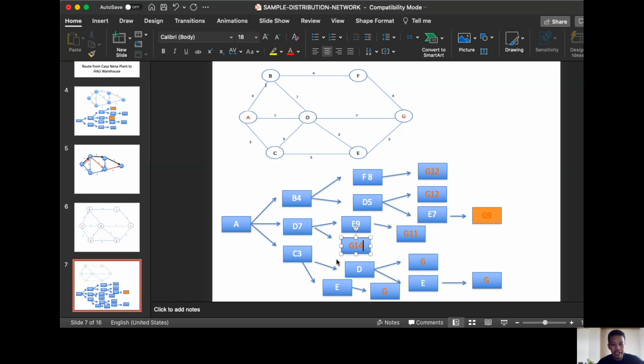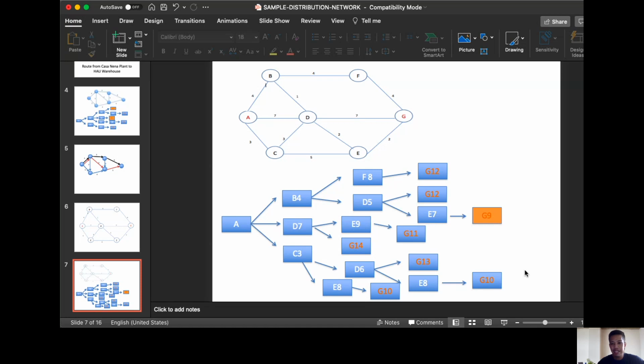So now let's take a look at C. So C, it could go to D. 3 plus 3, that's D6. Or it could go to E. 3 plus 5, that's 8. And then from E, it can go straight to G, that's 8 plus 2. This will be 10, G10. For D, go straight, that's 6 plus 7, this is 13. And then it could go to E first, this is 8. And then plus 2, this is 10.